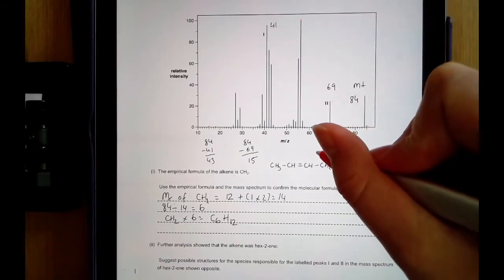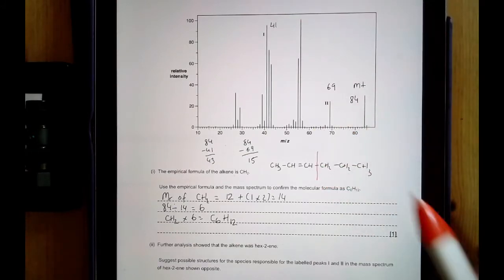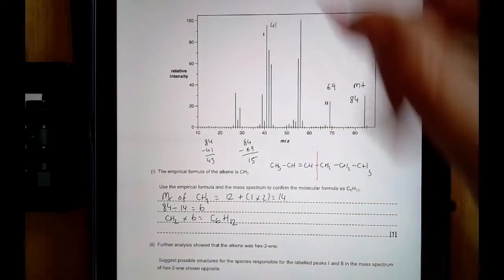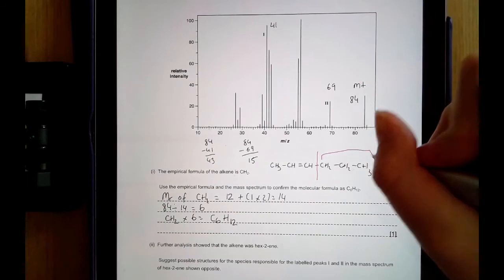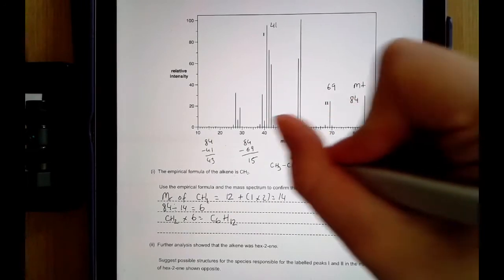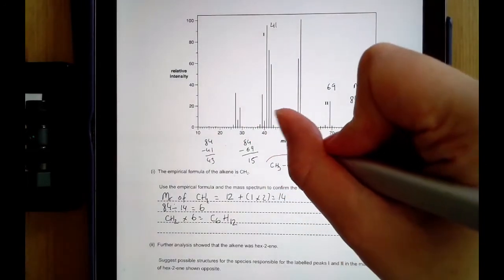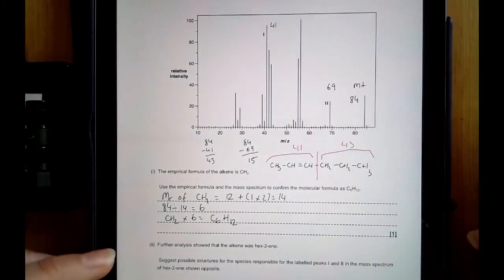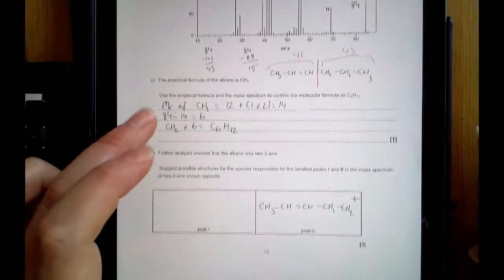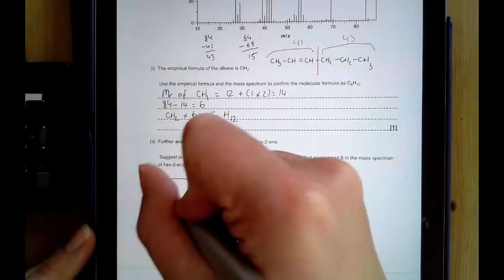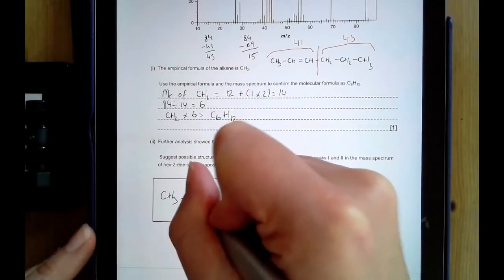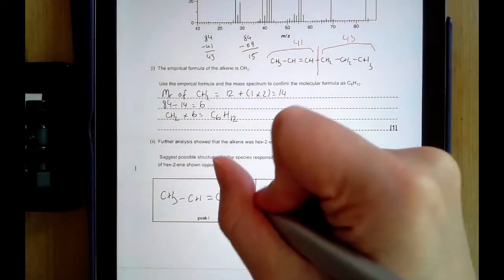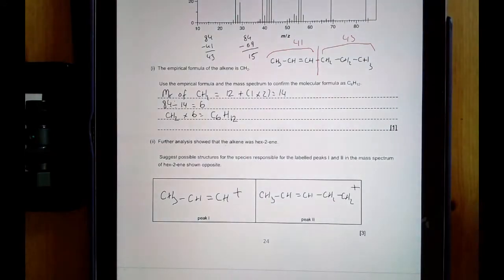If I were to break my hex-2-ene right there and lose the CH2, CH2, CH3, this part of my molecule would have a mass of 43. The remaining part of my molecule would have a mass of 41. So it must be this part of the molecule here that is responsible for my peak. So I'm going to draw in that part of the molecule, CH3, CH, double bond to a CH. And again, because it's producing a peak, I need to include a positive charge.